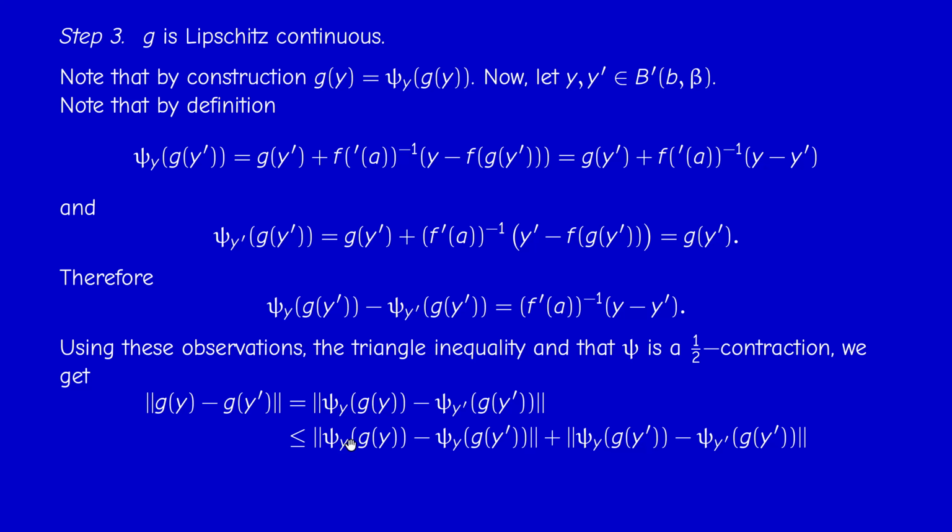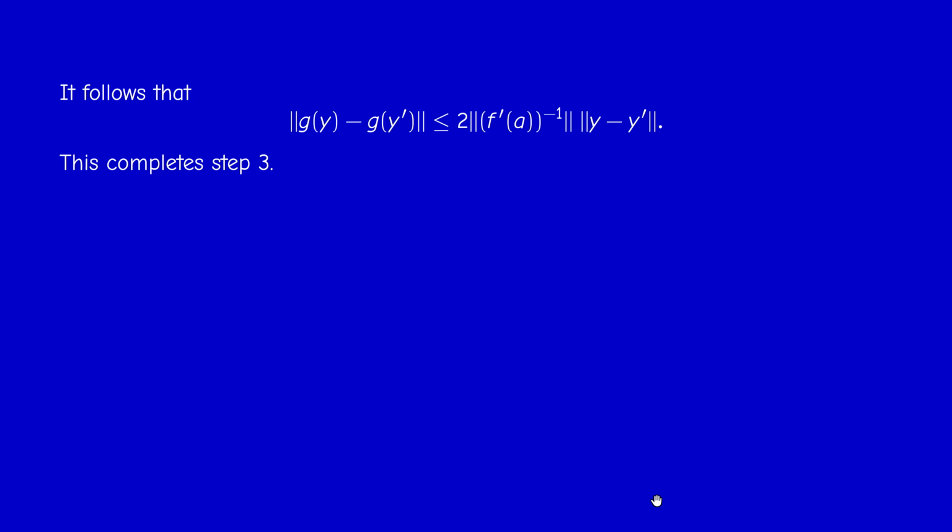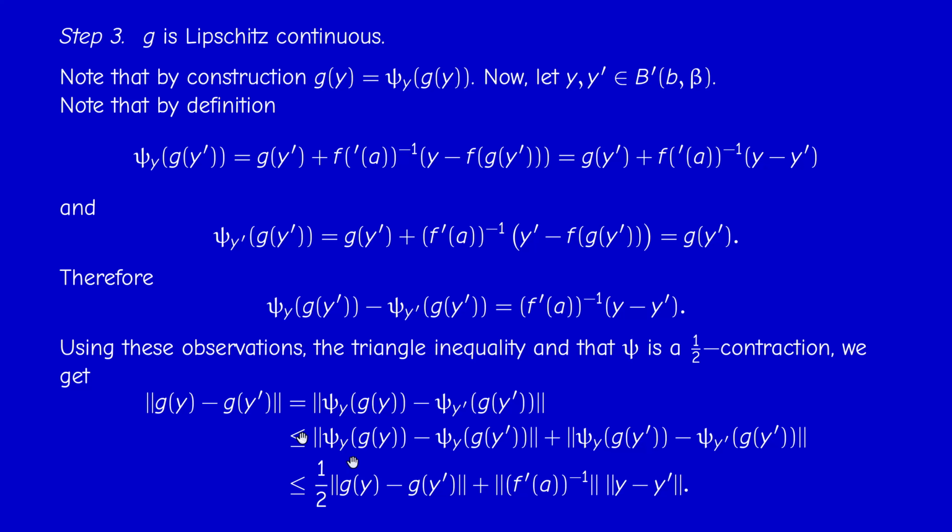Okay. What about the first term? Psi y is a 1/2 contraction. So the first term is less than 1/2 times the distance between the arguments. The second term, according to what we said, is just the norm of this, which, by the operator norm inequality, is less than the norm of the operator times the norm of y minus y prime. And now we are almost done because I just use my choice of beta. So I subtract, I get 1/2 of the norm of g(y) minus g(y prime) is less than this. So the norm of g(y) minus g(y prime) is less than twice this.